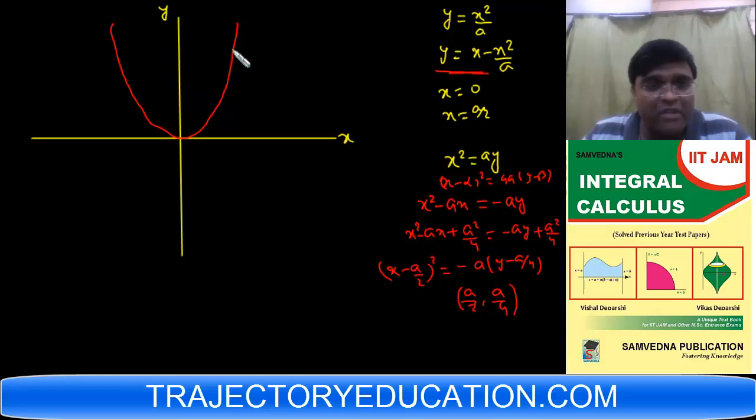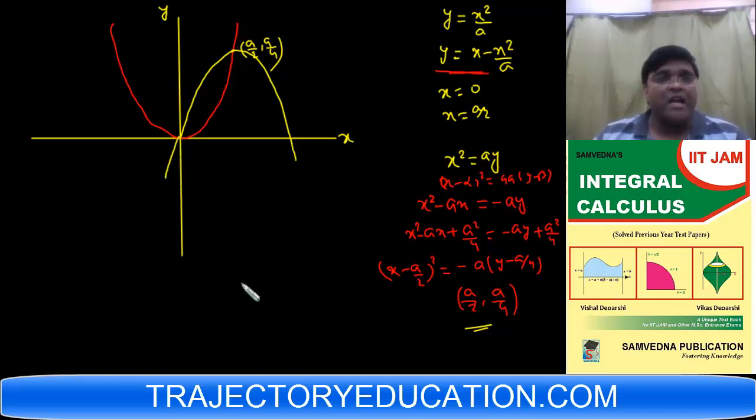So you should always apply some common sense and check whether this point a by 2, a by 4 is lying on this curve or not. If I check it, this particular coordinate satisfies the first equation, x square equals ay. So this will be lying on the first curve. You have to apply your mind. So the curve can be plotted like this. So a by 2 and a by 4 is the point of intersection, which lies on the first parabola also.